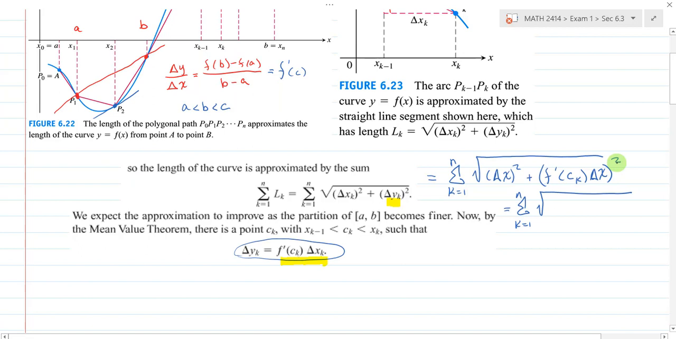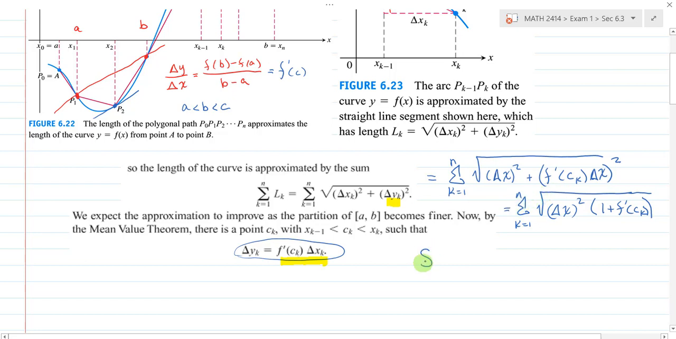If I distribute this square across, this would become the derivative squared times delta x squared, which means I could factor out a delta x squared from these two terms, and that leaves behind 1 plus the derivative evaluated at c sub k. But if we let the number of partitions go off to infinity and we add up the sum of all of these as n goes off to infinity, what we end up with is the integral.